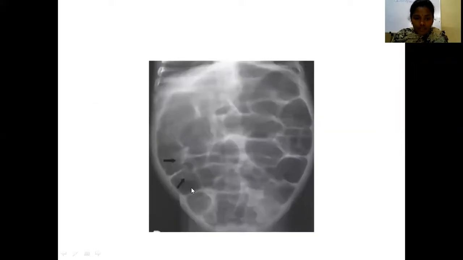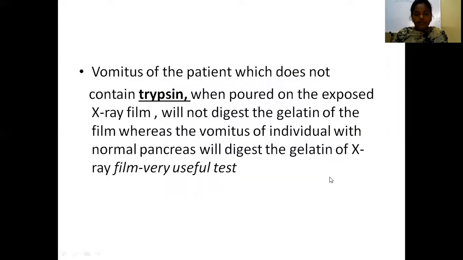See, this is the picture. These are the soap bubbles. Because of mixing of the meconium and air, we see a soap bubble appearance, and these are the calcified meconium pellets. There is also another test, that is, the vomitus of the patient, which does not contain trypsin.